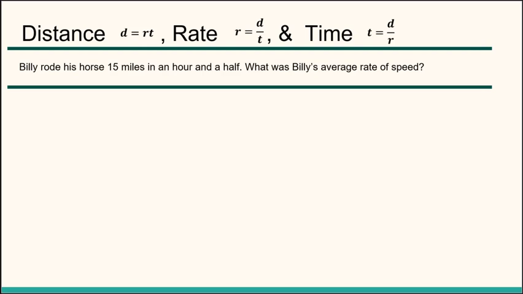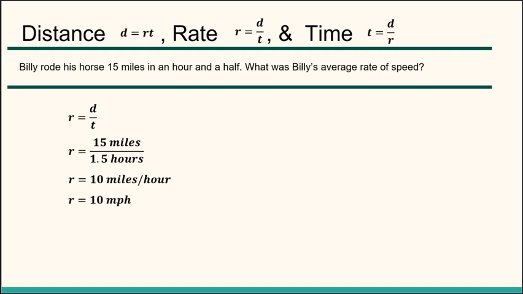Let's just say that Billy rode his horse 15 miles in an hour and a half. What was Billy's average rate of speed? So I know that I'm going to be looking for rate, so I'm just going to write that rate equation down. And then write that rate is 15 miles divided by 1.5 hours. This is going to be equal to 10 miles per hour. You might also see this written as 10 mph, or miles per hour.